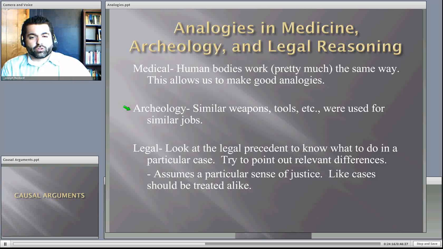And then, of course, we see them in legal arguments. It's what's known as legal precedent. So if you have a case, right, I'm trying to sue the city for some reason, I'm going to look up a bunch of other cases that had similar lawsuits where a person fell on a sidewalk or something. How did the court rule? What were the circumstances surrounding that case? Are mine similar to it?